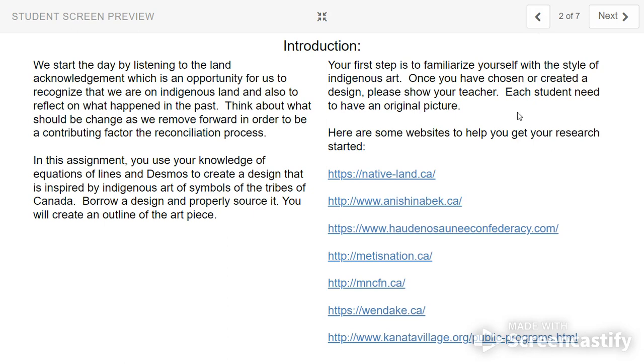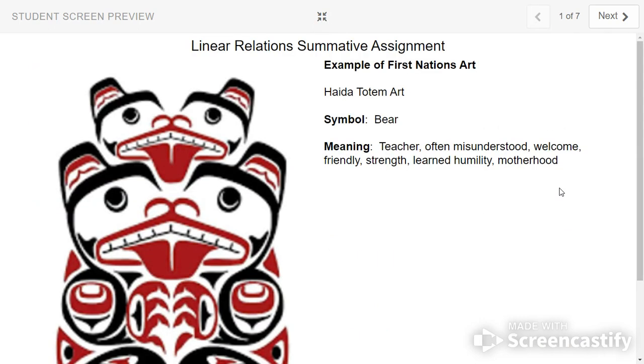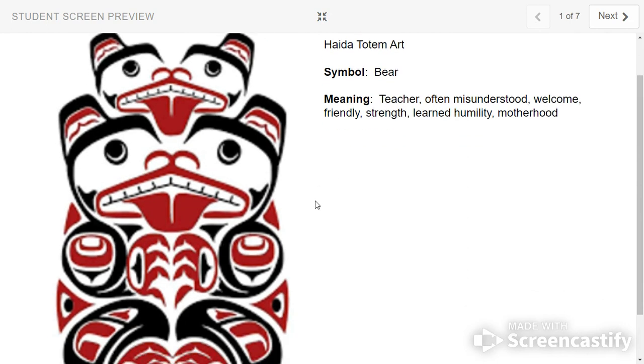You can find your picture on one of these websites that I have listed, or you can Google it and find some Indigenous art. This is an example of a Haida totem art. The symbol of this is a bear, and the meaning is teacher, often misunderstood, welcome, friendly, strength, learned humility, and motherhood.